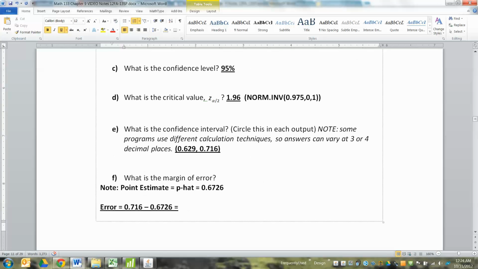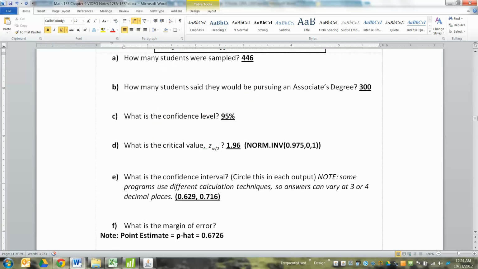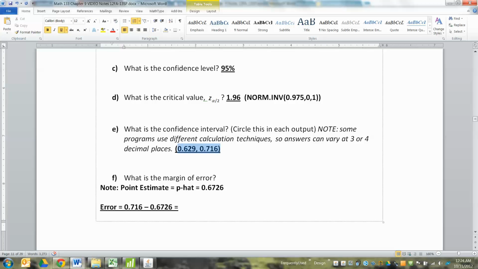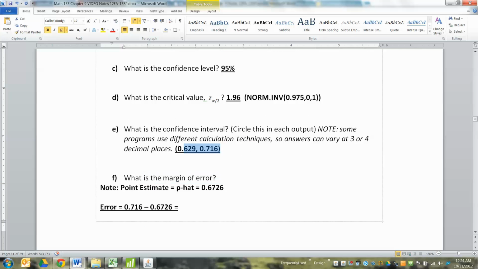Then what was the confidence interval? That's the 0.629, 0.716. And they give you more decimal places here than you really need, but keep as many decimal places as asked for. So this one, 3 decimal places is fine, 4 is fine. Now, what's the margin of error? Remember, the margin of error is the distance between the outer edges of the interval, which are these two numbers, and the center. So it would pay if we found the center first.